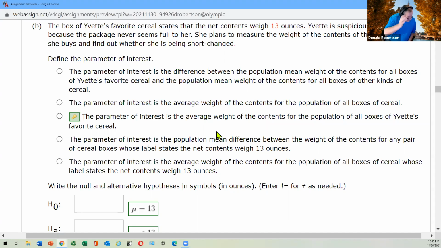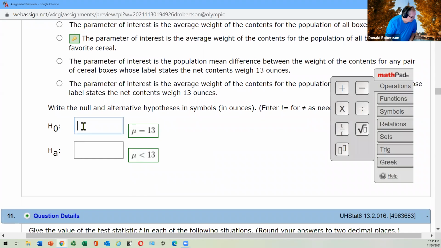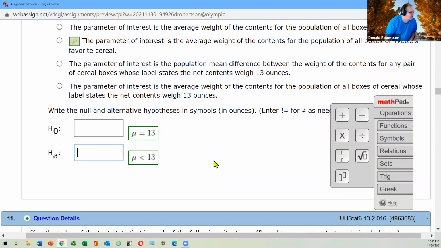The parameter here is the average weight of contents of the population, right? Of all the boxes of this cereal, what's the average? The null hypothesis is it's 13, and the alternate is that it's less than 13.